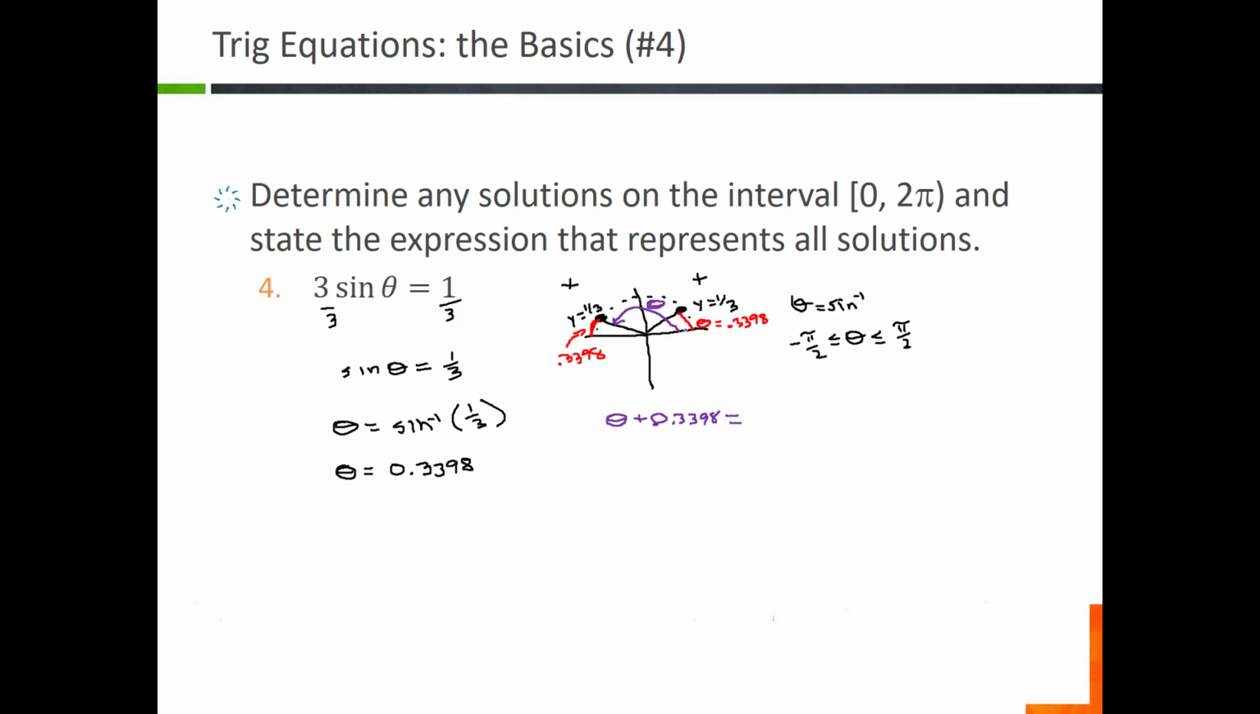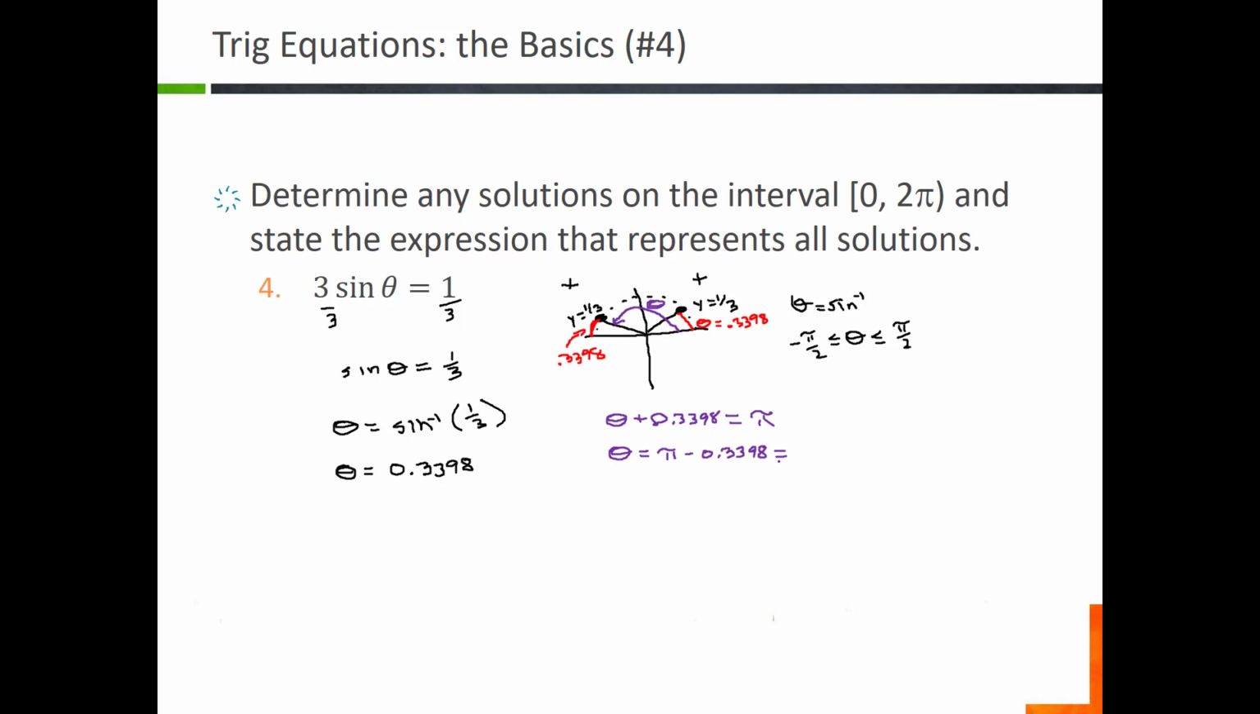If we rotated from the positive x-axis a distance of theta to the second point, and then we rotated a 0.3398, where do we end up? We'd end up on the negative x-axis. So what rotation goes from the positive x-axis all the way around to the negative x-axis, which is half the circle? It's a distance of pi. So if we solve that for theta, we're going to get theta is equal to pi minus 0.3398. And we can compute that on our calculator.